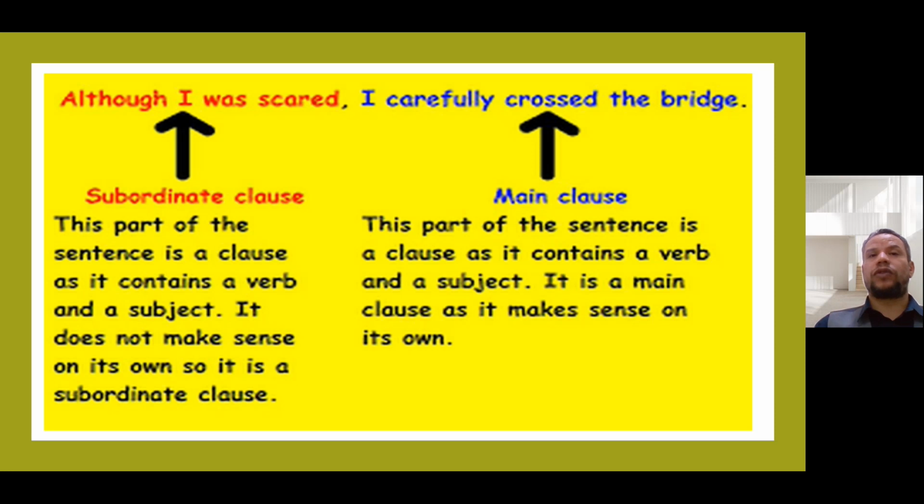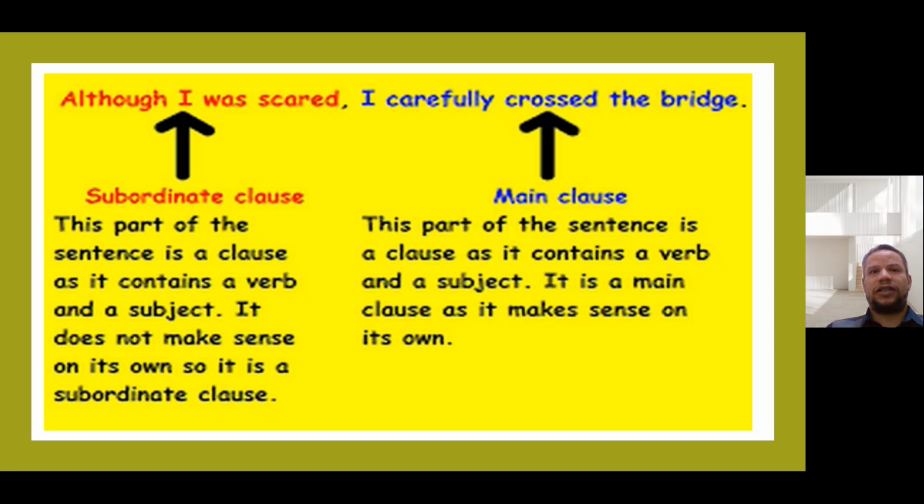A subordinating conjunction, although, in spite of, despite, whereas, while, when, after, before, should be put before a sentence that is not a complete meaning, not a main clause. It's a subordinate clause. Although I was scared, if I ask you, is I was scared a complete meaning? You need others to help you understand. Although I was scared, I carefully crossed the bridge.